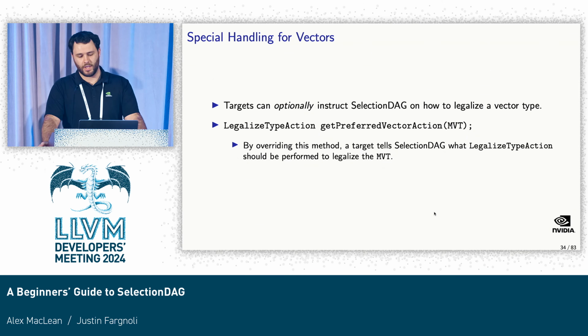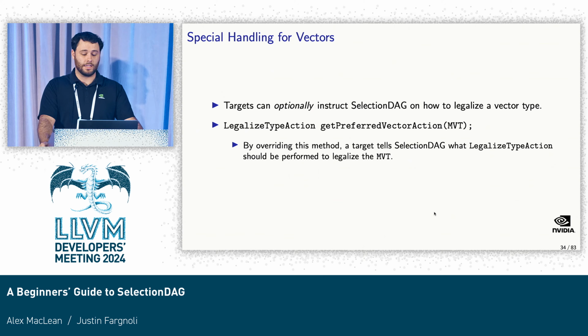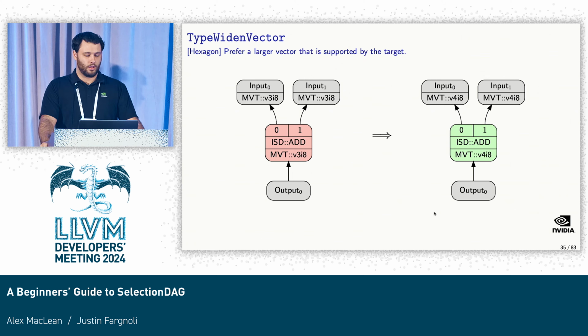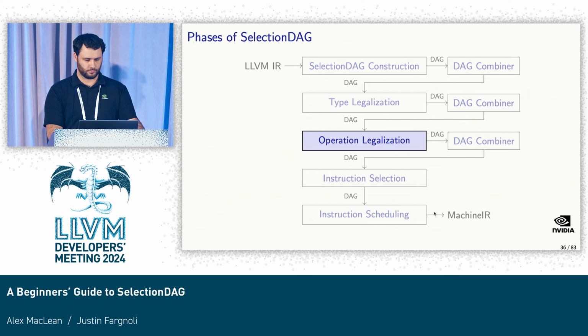Vectors can optionally get some special handling. If a target would like to, they can implement or override the getPreferredVectorAction function. SelectionDAG will call this and provide a type. When targets override this, they say, for this type, what legalization action should be performed to legalize that vector type. When Hexagon encounters a V3I8, it utilizes this method to override SelectionDAG's behavior and ask it to widen our V3I8 to a V4I8, even though it takes some more space.